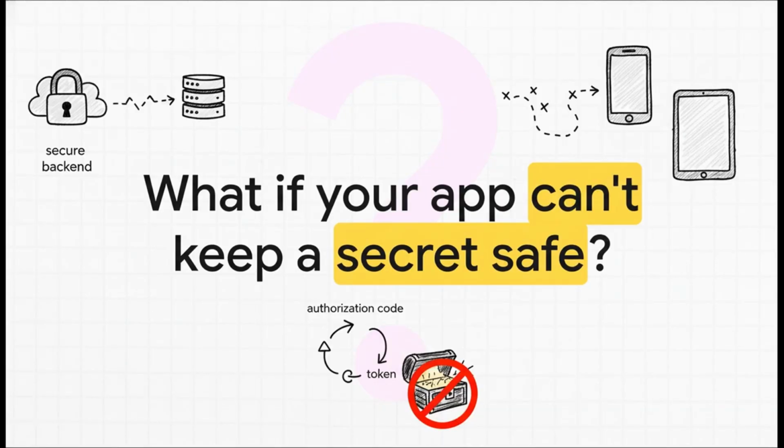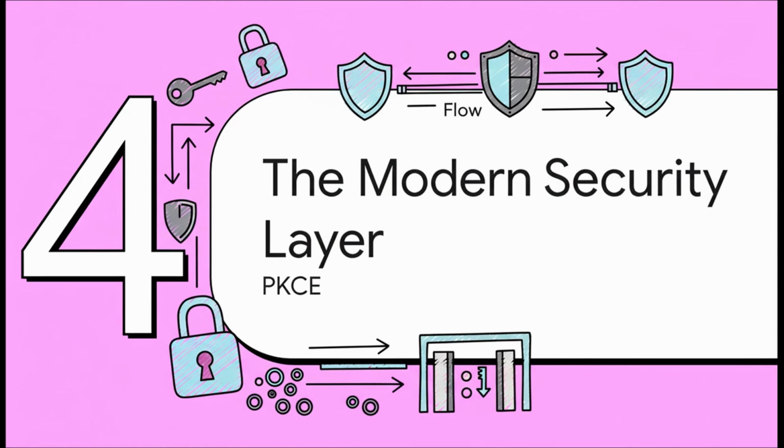We know the gold standard flow is great because it has a secure backend to hide secrets. But what about modern apps? You know, mobile apps on your phone or fancy web apps that run entirely in your browser. They can't keep a secret safe. So what are they supposed to do? Well, the answer is a brilliant little add-on called PKCE. That stands for Proof Key for Code Exchange, but everyone just says PKCE.